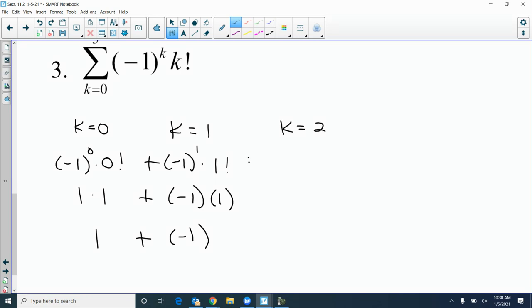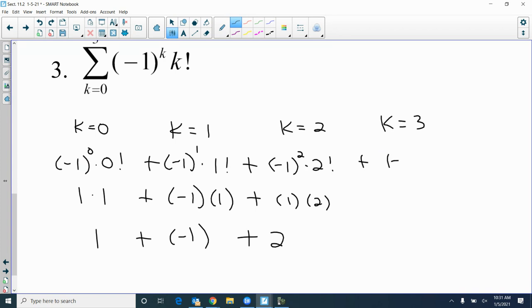K equals 2: plus negative 1 quantity squared times 2 factorial, which is 1 times 2, which gives me plus 2. So this negative 1, that's going to make it alternate signs. K equals 3: negative 1 to the third times 3 factorial. 3 factorial is 6. Negative 6 plus negative 6. So in the end, it is negative 4.